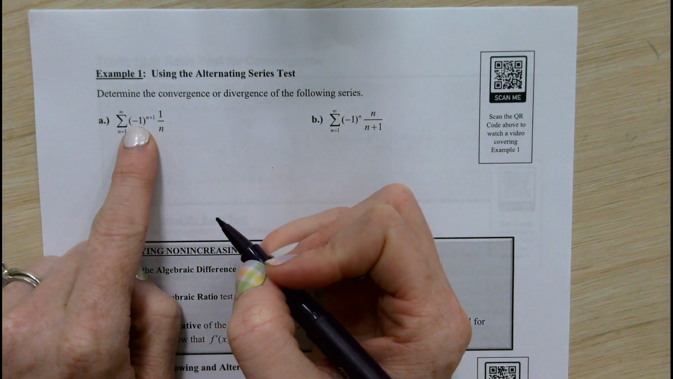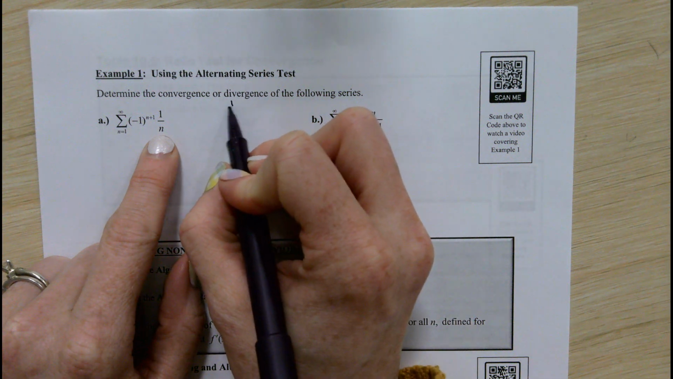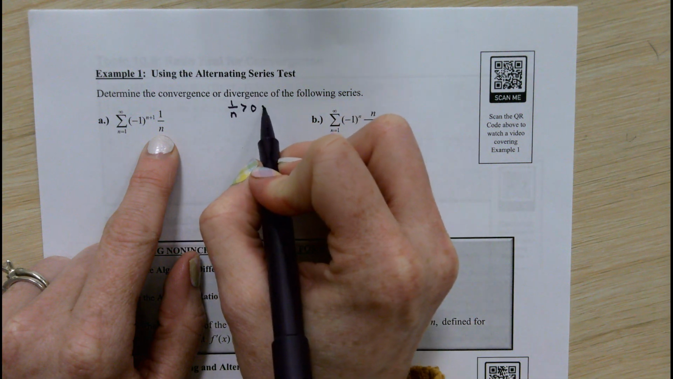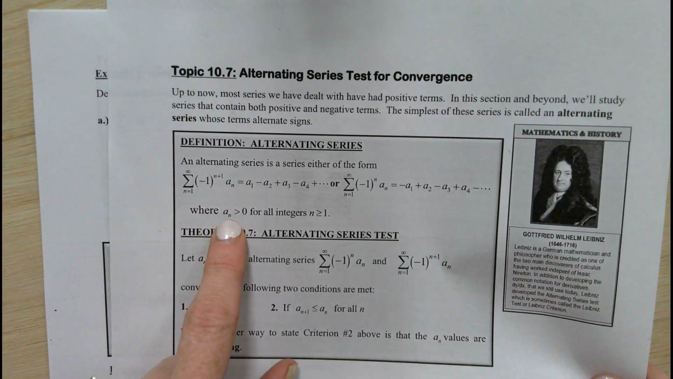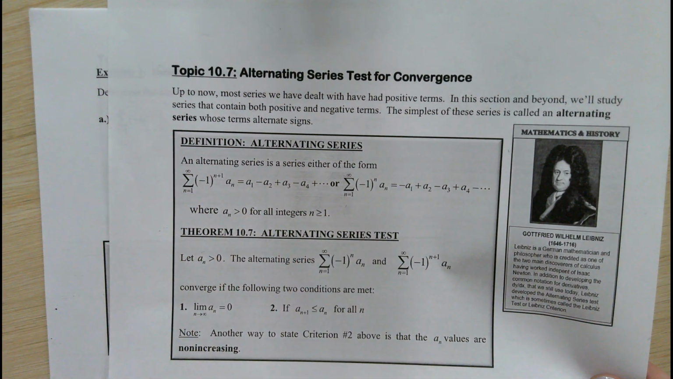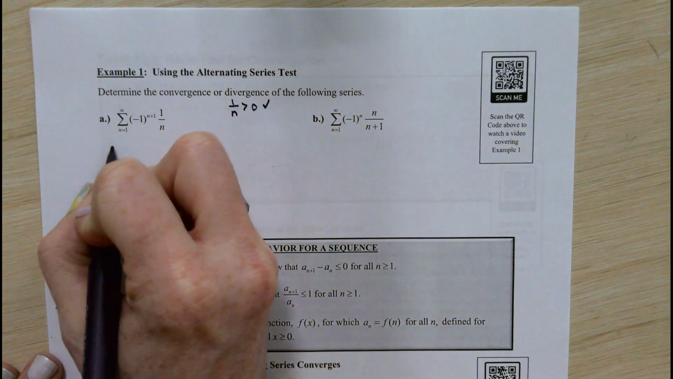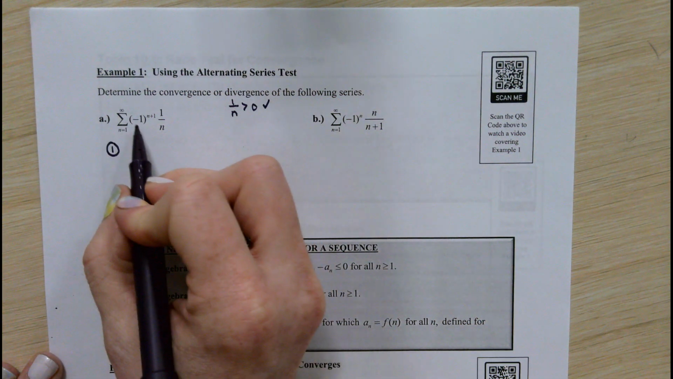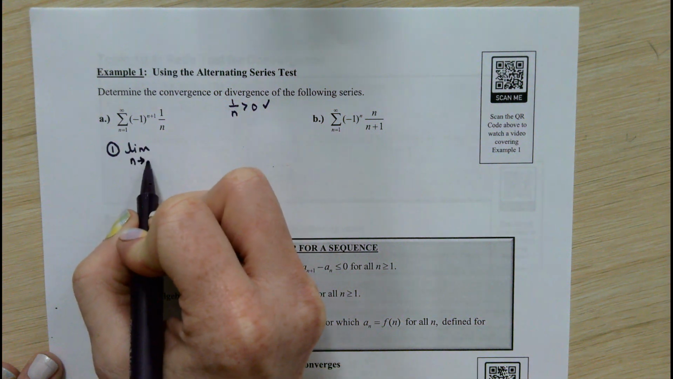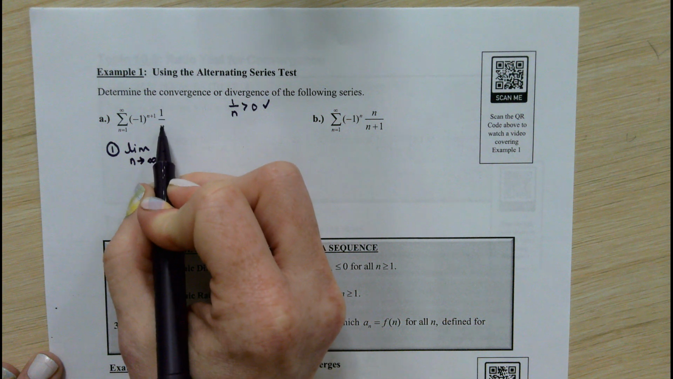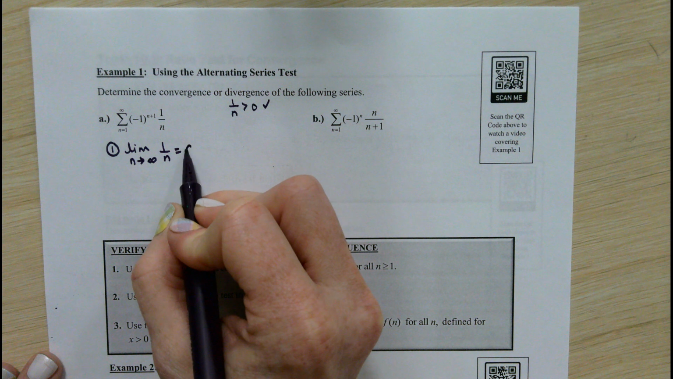Without the alternating piece, we're supposed to check to make sure that our terms are greater than 0. So it is true that 1 over n is greater than 0. So we've met that original condition that a sub n is greater than 0 for all of our n values. Then we continue to the two parts of the actual test. So the first condition that we need to look for, again, ignoring that alternating piece, is that the limit as n approaches infinity of a sub n has to approach 0. Which in this case, 1 divided by a very large number will do just that.